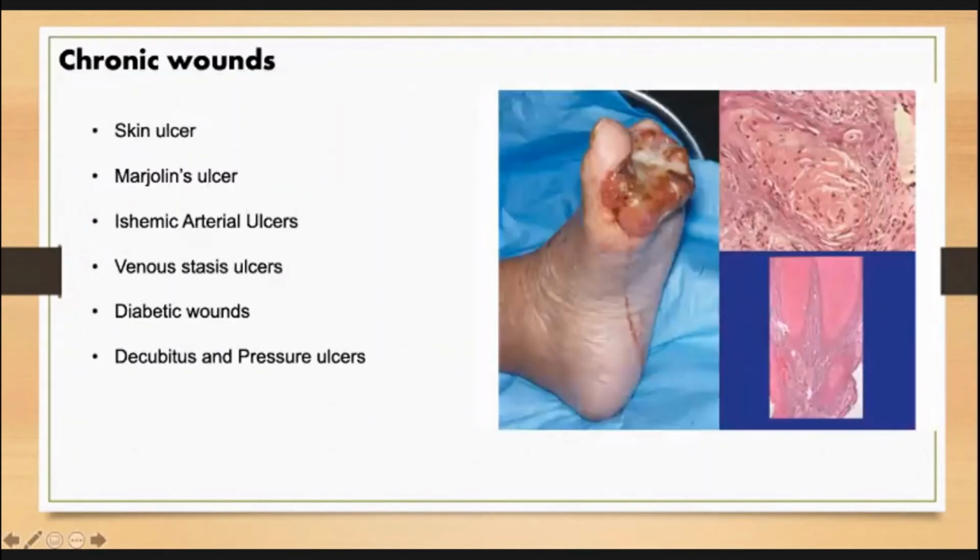What about your chronic wounds? These are defined as wounds that have failed to proceed through the orderly process that produces satisfactory anatomic and functional integrity. Examples are your skin ulcers, your Marjolin's ulcers, which become malignant in the future, your ischemic arterial ulcers, your venous stasis ulcers, your diabetic wounds, and your decubitus and pressure sores.